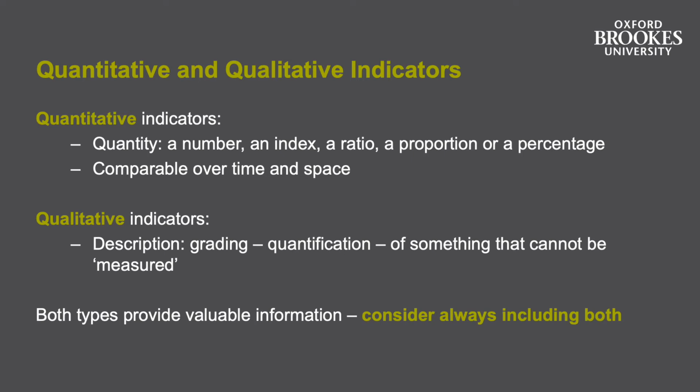There are different types of indicators, and they can be either quantitative or qualitative. Quantitative indicators are a quantity, that is a number, an index, a ratio, a proportion, or a percentage. They are comparable over time and space. Qualitative indicators are a description, for example, a grading, that is a quantification of something that cannot be measured. Both types provide valuable information, and you should always consider including both.